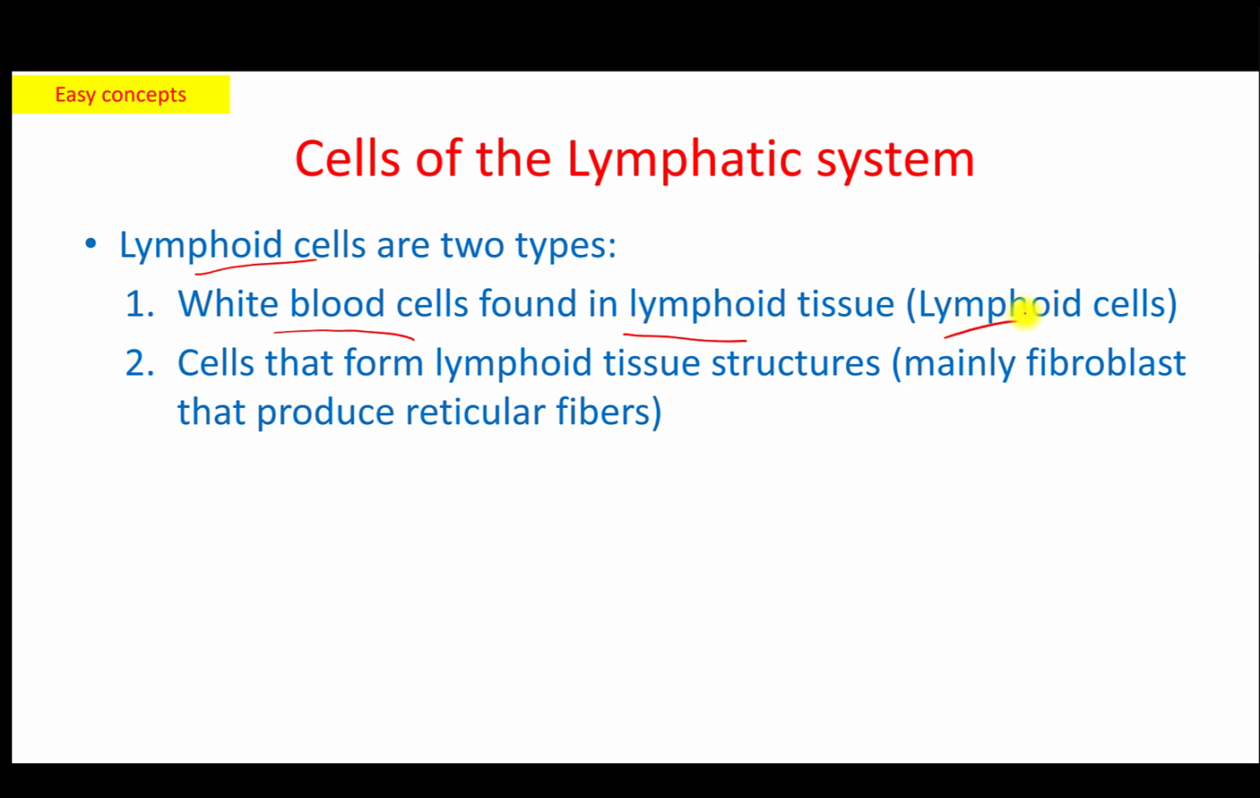And then we have the cells that form the lymphoid tissue itself. Those cells mainly give us the fibers, mainly the reticular fibers. Those are mainly fibroblast cells. Since they are giving reticular fibers in the lymphoid tissue, or forming the lymphoid tissue, those are cells of the lymphatic system. So those are the two groups of lymphoid cells.